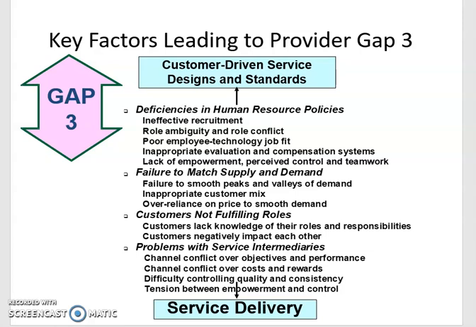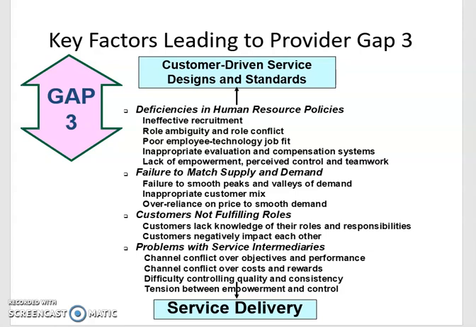which is also called the delivery gap. Here we have four important factors. One is the deficiency of human resource policies, which relates to ineffective recruitment, or service employees having role ambiguity or role conflict. All these things are treated with respect to the frontline service workers, who are also called one of the key factors in making sure that the customer experiences something called customer delight.